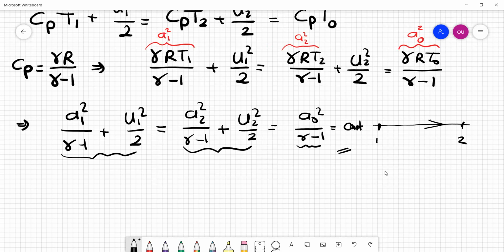So for two distinct points along a streamline from 1 to 2, regardless of what is happening in between them in terms of shock waves existing or not, this quantity remains a constant. This is basically the conservation of energy equation, but this quantity, a1 squared over gamma minus 1 plus u1 squared over 2 at station 1, must be equal to the same thing at station 2.